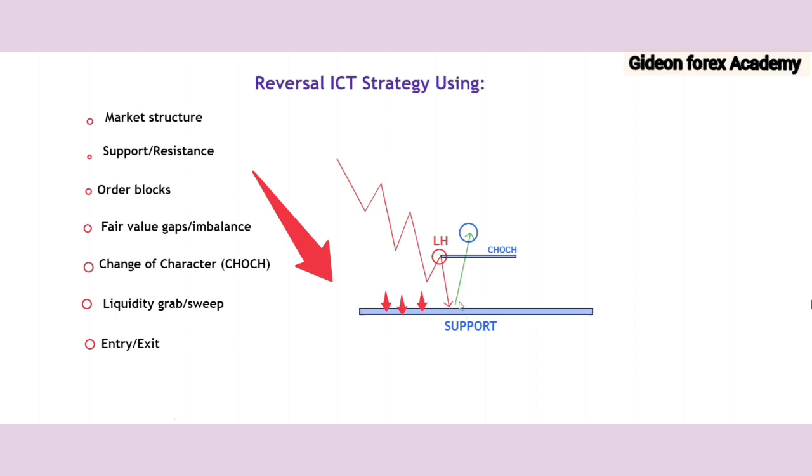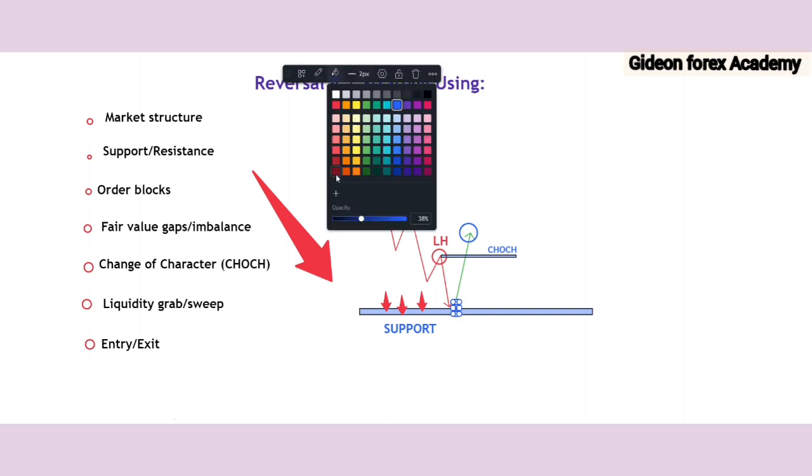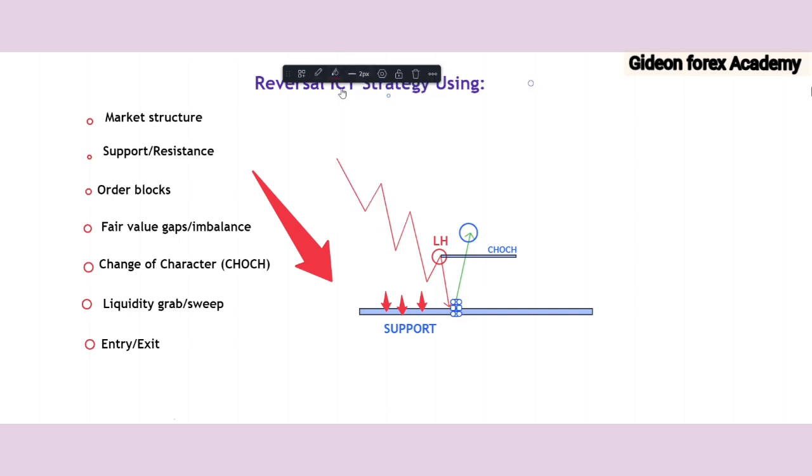Usually the order block is just a candle, guys. It's a candle. The order block is bearish. It looks something like this. Okay, your order block may look something like that. I'll just turn it to red. So that would be our order block.